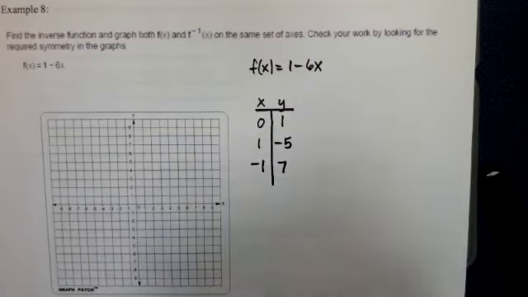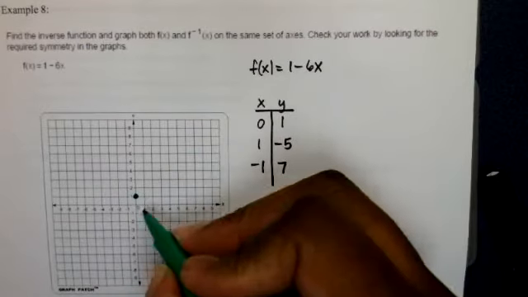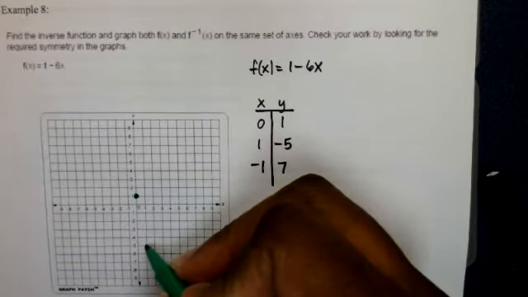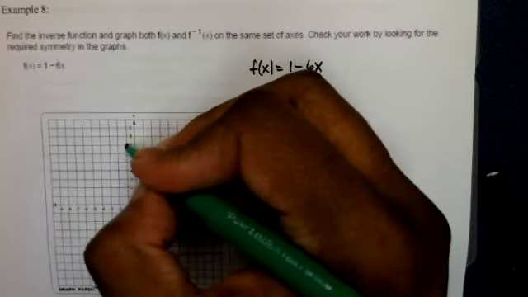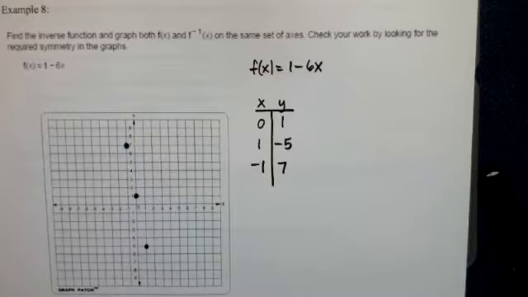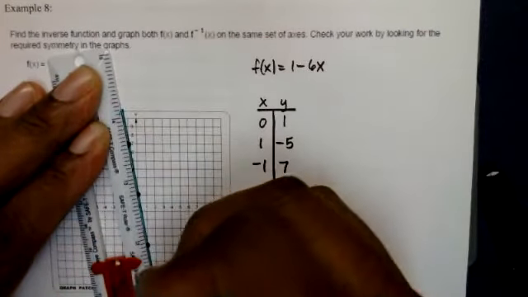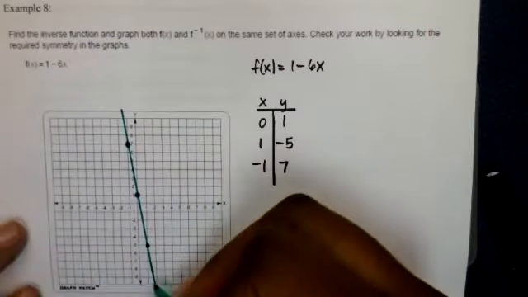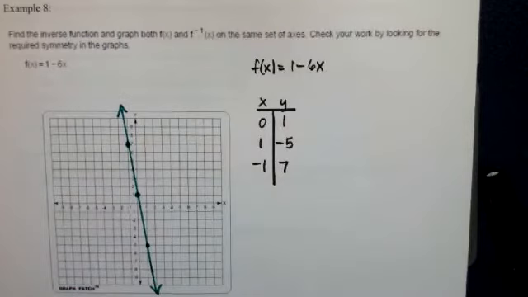Let's plot those on the coordinate plane. (0, 1) is here. (1, negative 5) will be to the right 1 and down 5. And then the other one, (negative 1, 7), will be to the left 1 and up 7. So here's what the graph of f of x equals 1 minus 6x would look like. Okay, so that's the graph.